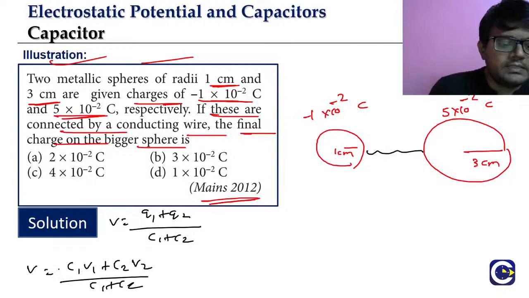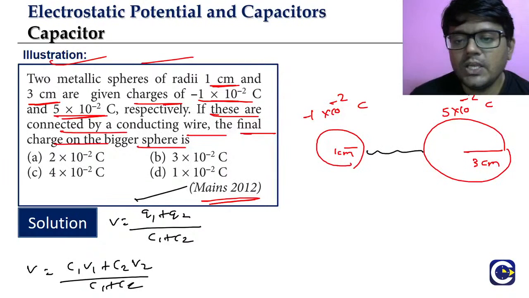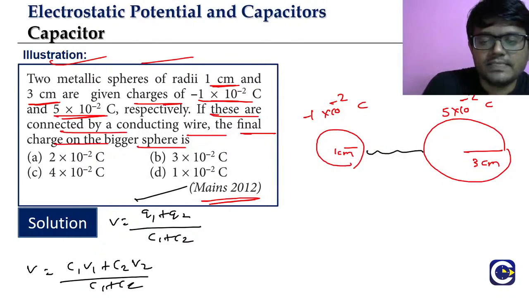என்னது C1 V1 plus C2 V2 by C1 plus C2. பட் இங்கே நமக்கு அந்த இனிஷியல் பொட்டன்ஷியல் தெரியாது, சார்ஜ் தெரியும். ஸோ அதனால் we are using this particular expression. What is it? Q1 plus Q2 by C1 plus C2. அப்படியே நம்ம சப்ஸ்டியூட் பண்ணலாம் பாருங்க.